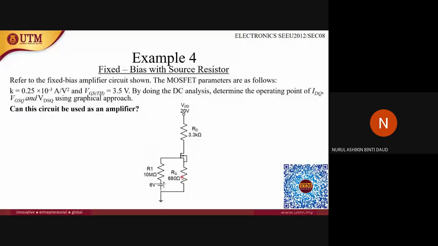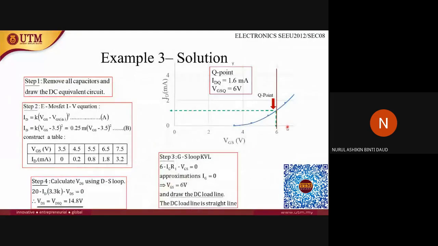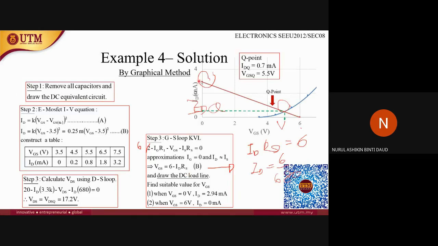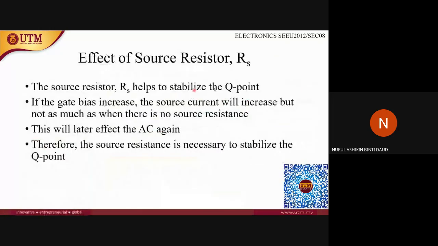Usually the resistor RS helps to stabilize the Q point because without the resistor RS here, the Q point is like this. The DC load line is going to look like this. But with the existence of this resistor at the source, you will get the DC load line looking like this. So this will make the Q point stable.